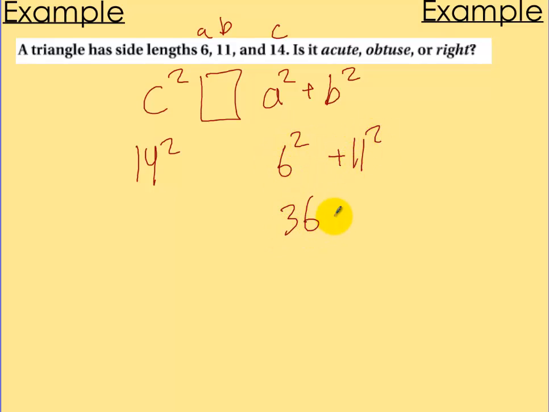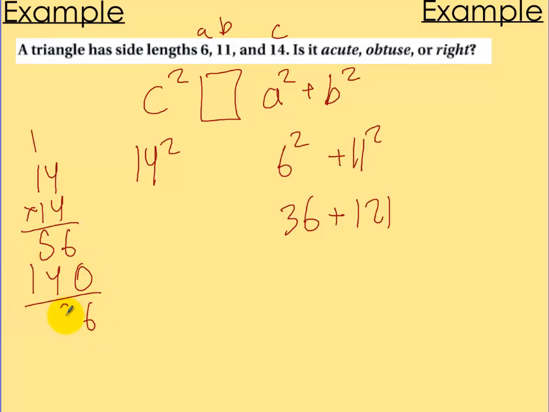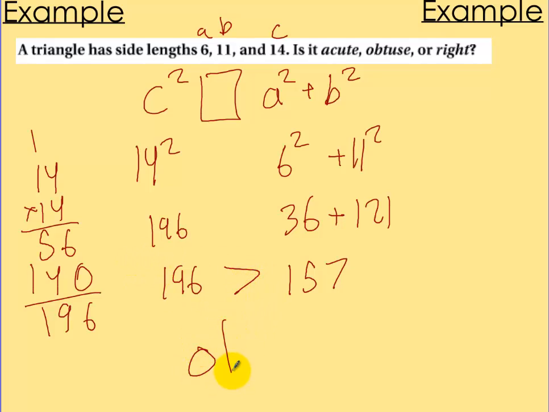Well, 6 squared is 36. I can do that in my head. And 121. I can do those in my head. 14 squared, 14 times 14. Let's see if I mess this up. Carry a 1. There's a 5, 4, 1, boom, 6, 9. That's 196. So 36 plus 121, 6 plus 1 is 7, and 3 plus 2 is 5, and then a 1. So we'll have 157. Well, 196 is bigger than 157. Since it's greater than, we're going to go with obtuse. And that's it. Done.